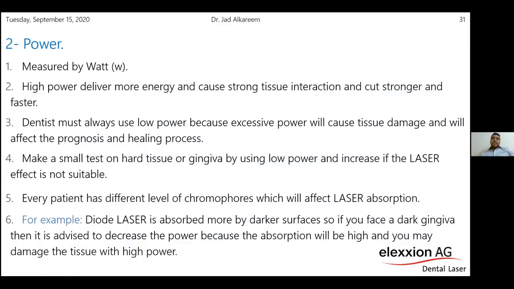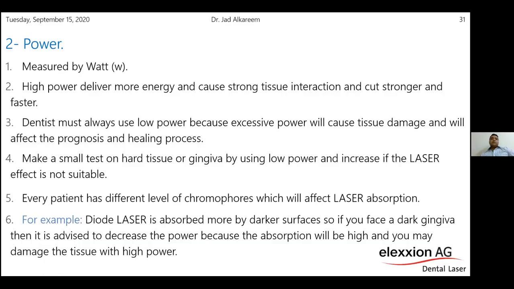So laser actually cuts through heat. This energy will increase the temperature of the tissue, and then it will be able to cut. So when you have high power, you will have both high energy delivery and also high temperature of the tissue. Anyway, I can say that the dentist should always use the lowest power possible. It is not always good to use high power to cut more.